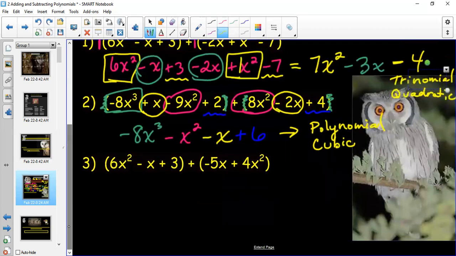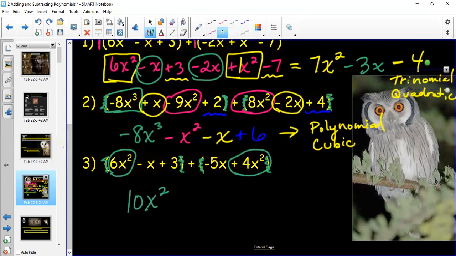All right, let's try one last one. Why don't you pause the screen here and see if you can do this one on your own. All right, let's see what you got. Again, I'm not going to rewrite it. I'm just in my head going to imagine those parentheses disappearing. Start off with your highest exponent, so squareds. 6x squared plus 4x squared gives me 10x squared. If I combine my x terms, we have a negative x and a negative 5x. That gives me negative 6x. And last, I have a plus 3 with nothing to combine it with, so I'm just going to keep a plus 3.